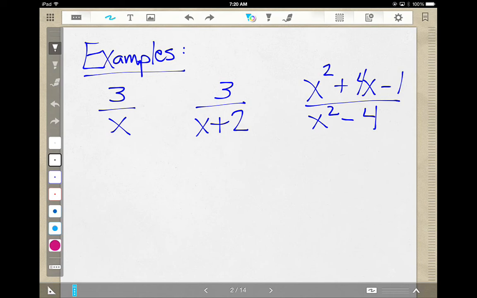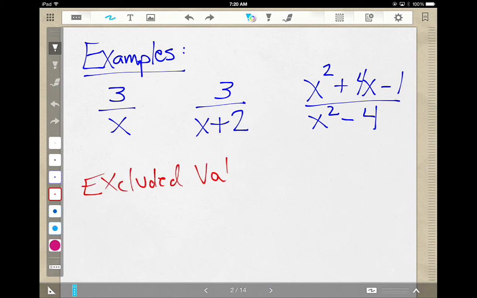Here are some more examples of rational expressions. You could have 3 over x plus 2, or you could get a trinomial over a binomial like x squared plus 4x minus 1 over x squared minus 4. Now there is something that we have to be aware of called an excluded value.